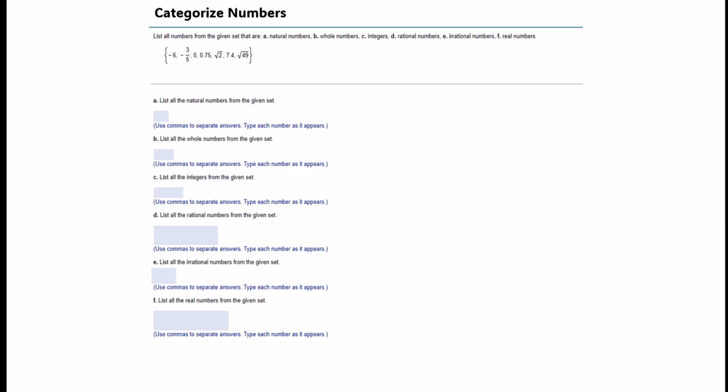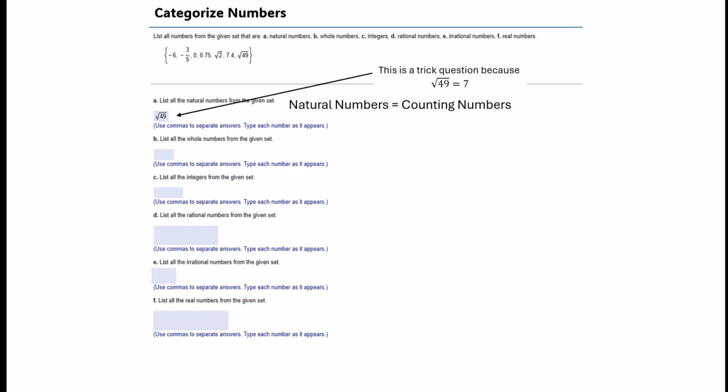A, list all the natural numbers from the given set. Remember, natural numbers are our counting numbers. So when I look at this, the only number we have that we would count, what? Square root of 49? Yeah, this is actually a trick question because the square root of 49 is 7. So yeah, this would be a natural number.